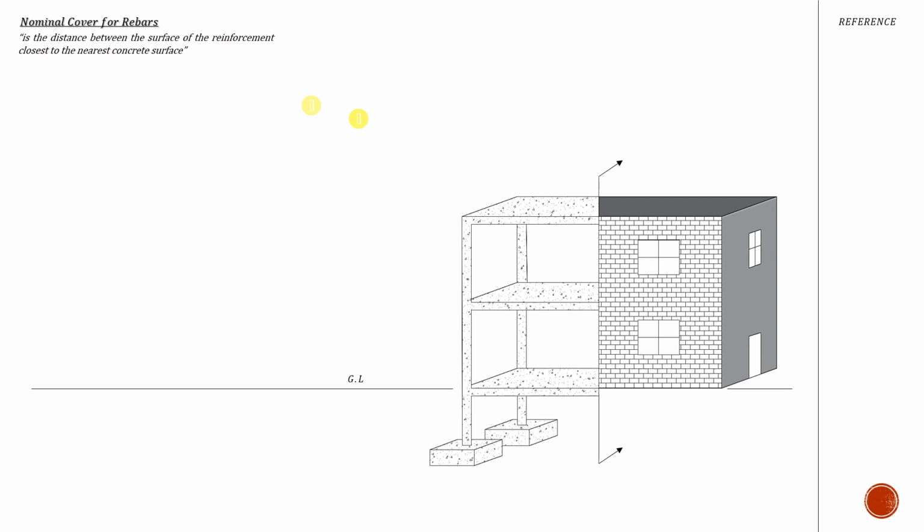If you want to really understand the nominal cover, basically it's the distance between the surface of the reinforcement closest to the nearest concrete surface. Now I've got this building. Anyone would view this building as seen here on the right hand side, but any structural engineer will understand that it's made up of these structural members. You have the slabs, you have columns, you have beams and footings as well.